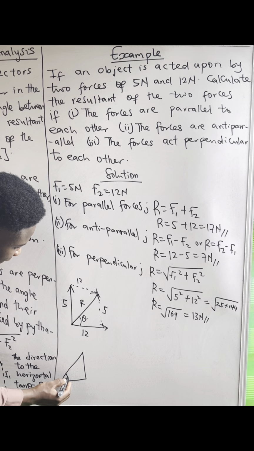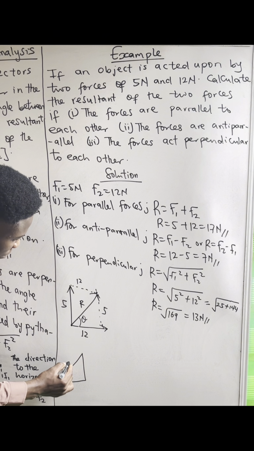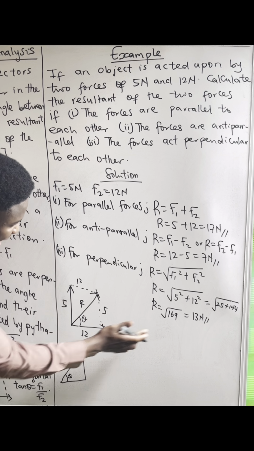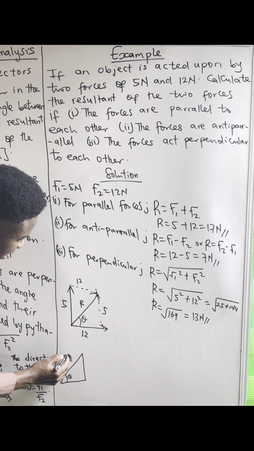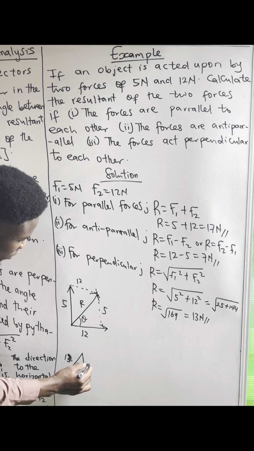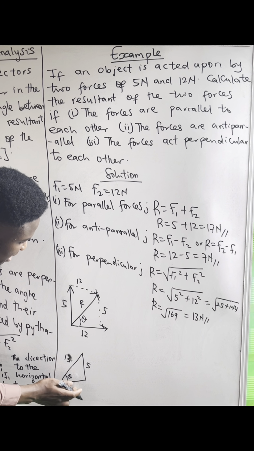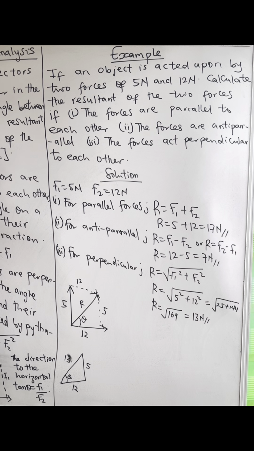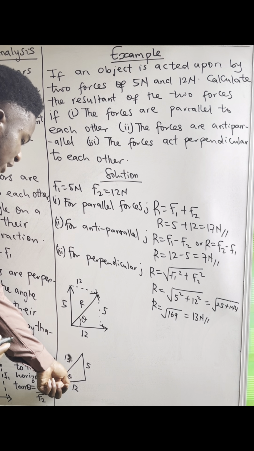So this will be theta. Then this will be R, and my R is 13. So I'm going to replace this as 13. This one will be 5. Then this one will be 12. So what I want to look for now is this theta.